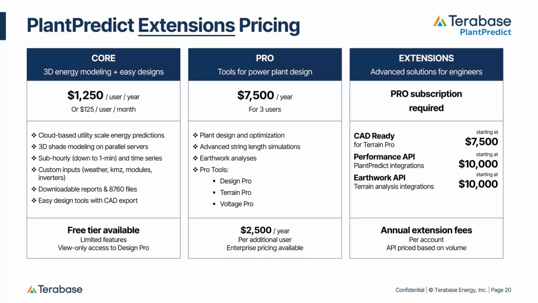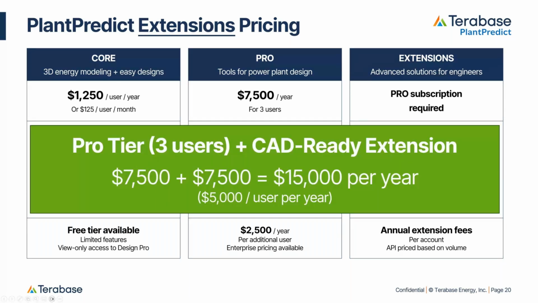Okay, so just an example of how the math would work out. The entry point for the workflow that we've demoed here today would be a subscription to the Pro tier, which gets you 3 users for $7,500, and then adding on this extension is another $7,500. So that totals $15,000, gets you 3 users, so that's $5,000 per user per year to take advantage of the full suite of products, including this CAD-ready extension as we've demoed today.